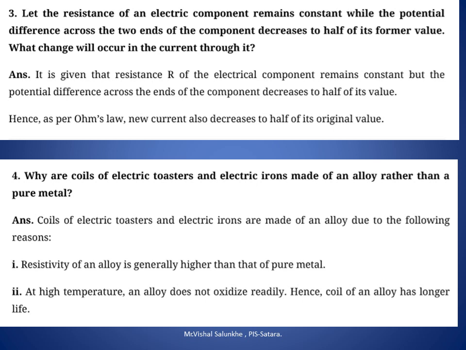Next, why are the coils of electric toasters and electric irons made of an alloy rather than a pure metal? My dear students, it is a very simple question. An alloy has higher resistivity than a pure metal. So definitely, according to Joule's law, the heating effect of electric current, the more the resistance, the more the heat produced. So if we increase resistivity, heat generated in the toaster or electric iron will be more. That's why, since resistivity of an alloy is generally higher than that of a pure metal, we can use alloys rather than pure metals in electric toasters or irons.